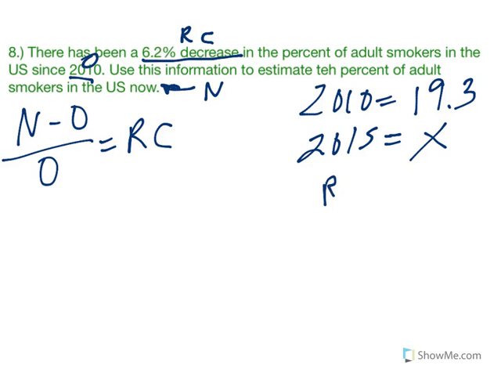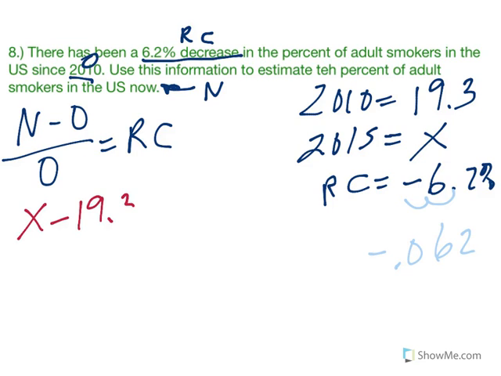But we know our relative change is a decrease of 6.2%. So remember, percent to a decimal, 2 places, so that's negative 0.062. So when I plug this in my equation, let me change colors for effect, I get new minus old divided by old equals my percent change.